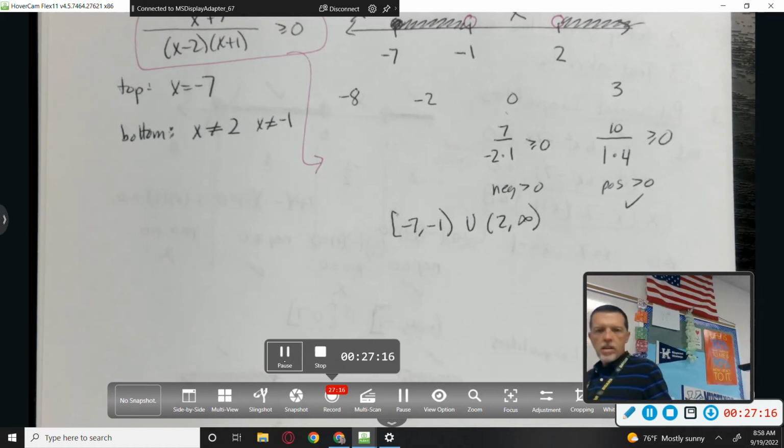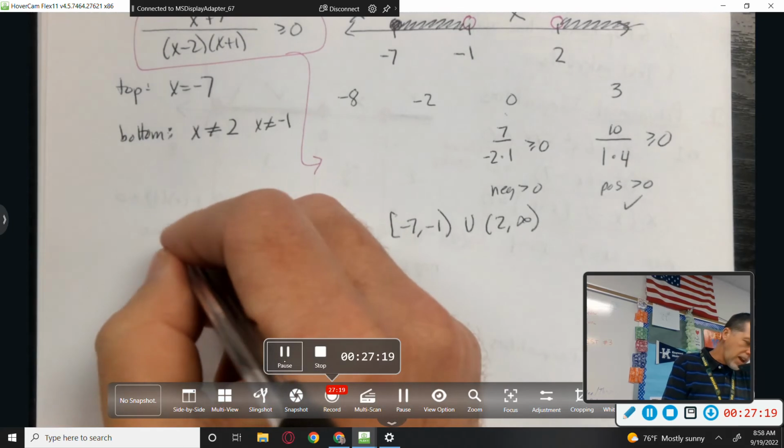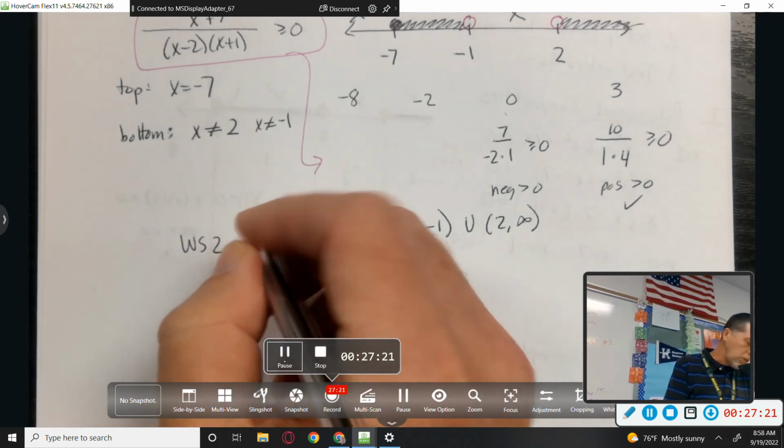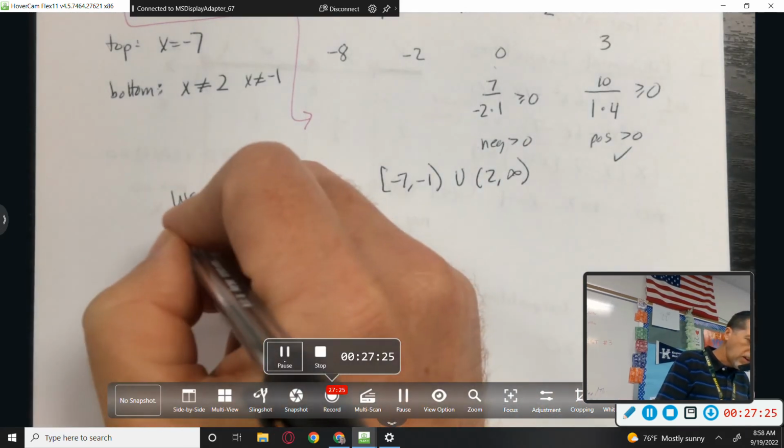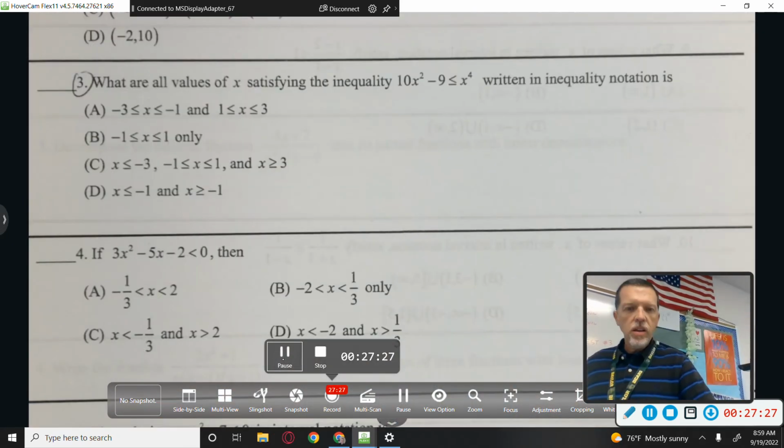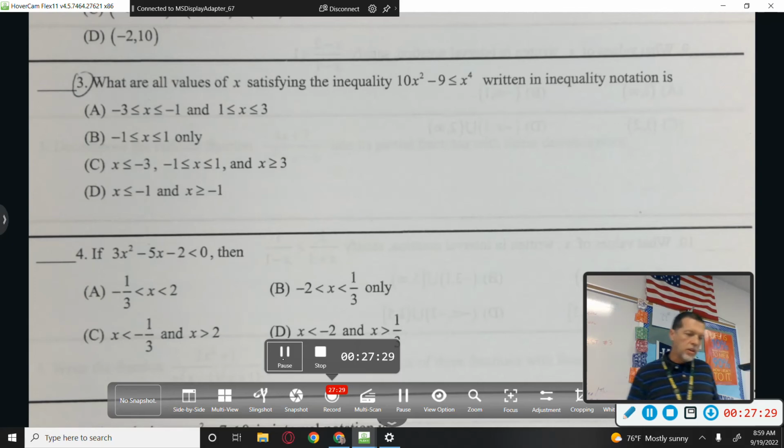All right, today's assignment is worksheet 2, which I'll give you in a moment, and then we'll actually do number 3 together. Or no, write it in inequality notation.